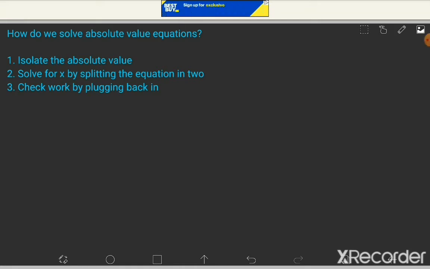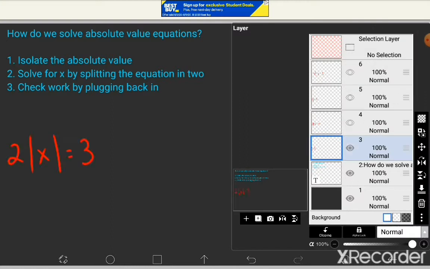So here are the steps written out. First, we will isolate the absolute value. Second, we will solve for x by splitting the equation in two. And third, we will check our work by plugging it back into the original equation. So let's start with the examples.